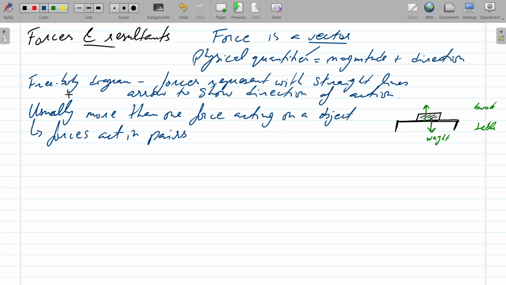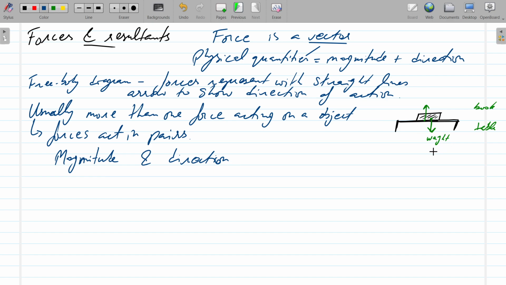So what's happening is that when you're considering these forces, you will look at the magnitude, obviously, of the force and the direction in which it is acting. And you will put them together.